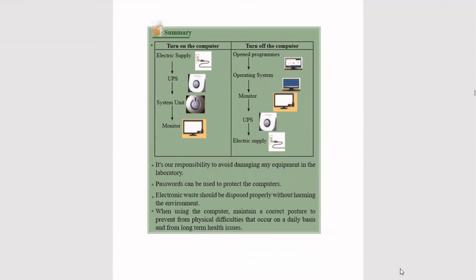So in summary, we have learned about how to turn on the computer the proper way, how to shut it down, right? How to use the computer with the proper posture, how we should protect the computer lab, what the safety guidelines you should follow, and how to dispose electronic waste using the 3R system, and how we can use the password, how to choose a strong password, those things in this chapter 2.